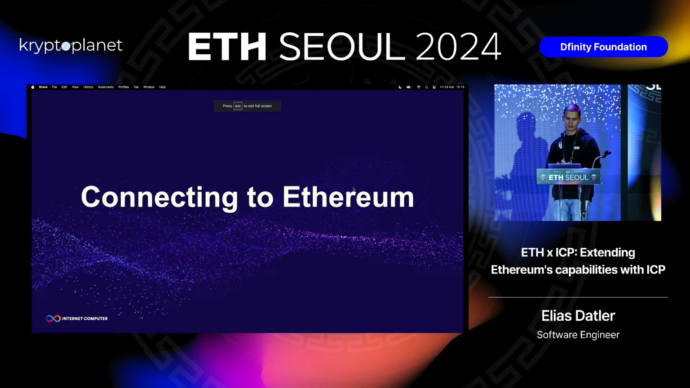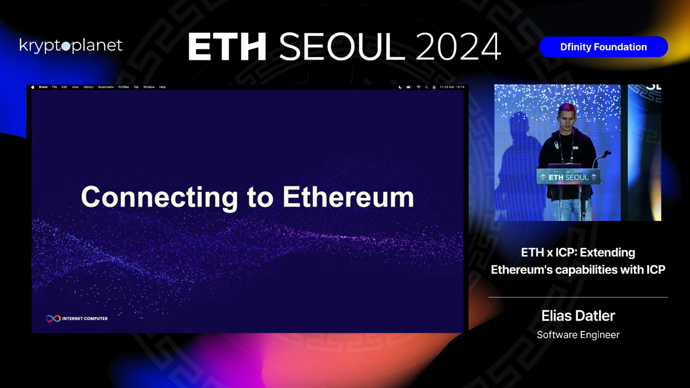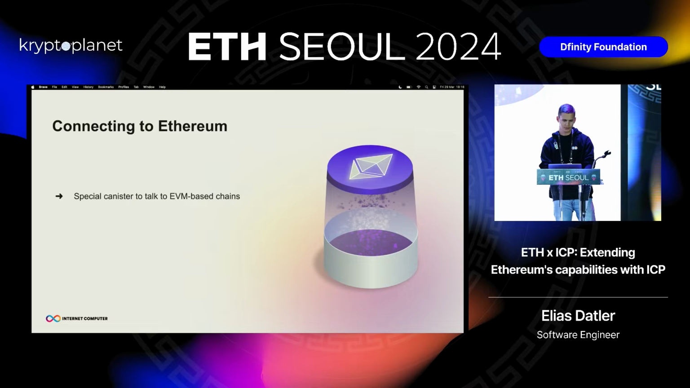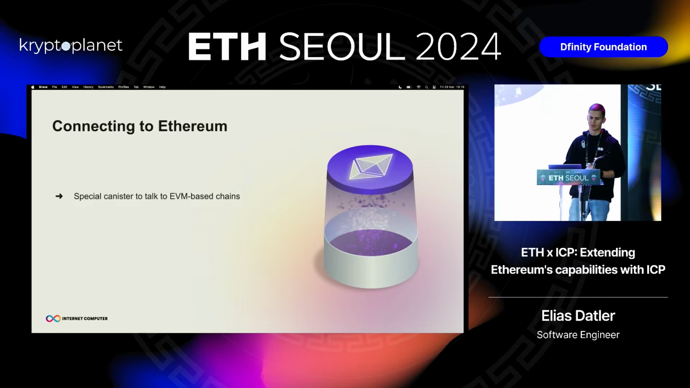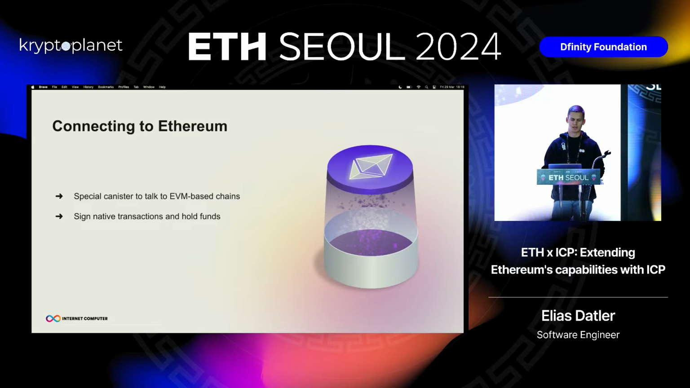So now I think I've shown you some of the capabilities and what dApps we have on our blockchain. So now let's go to the second part, how you can integrate this with Ethereum. We have a special Canister smart contract, the EVM RPC Canister, that can talk to EVM-based chains, and it can sign native transactions and hold funds.